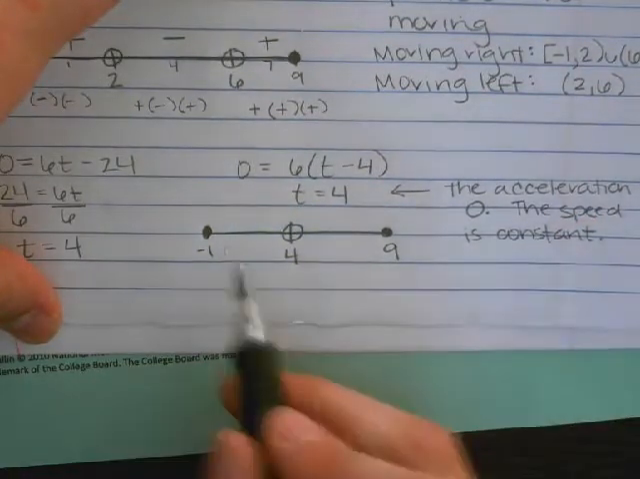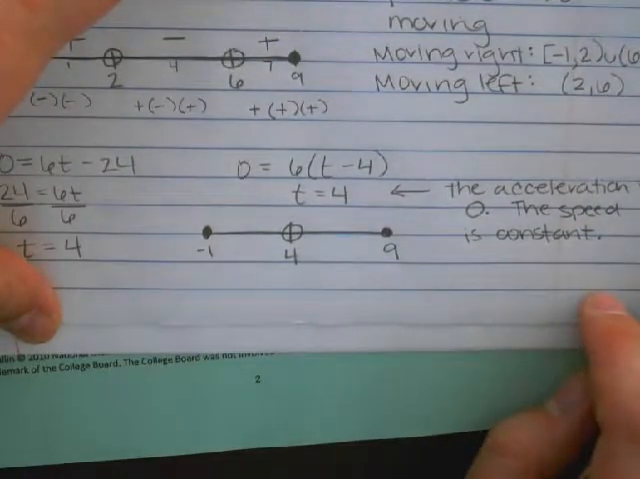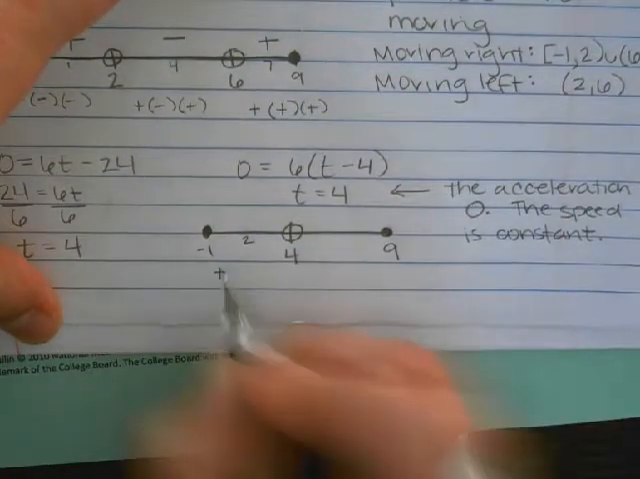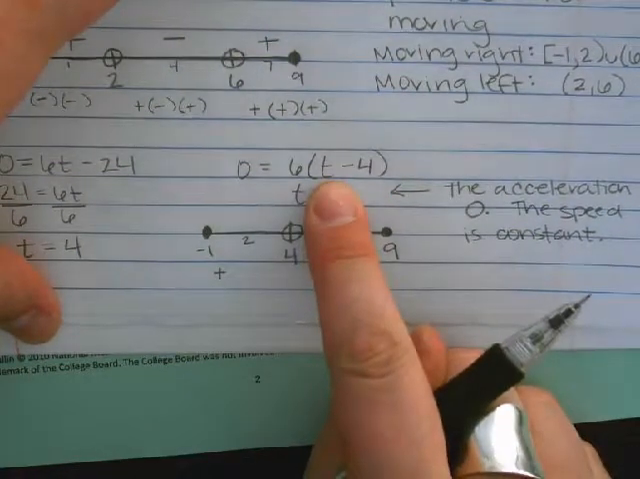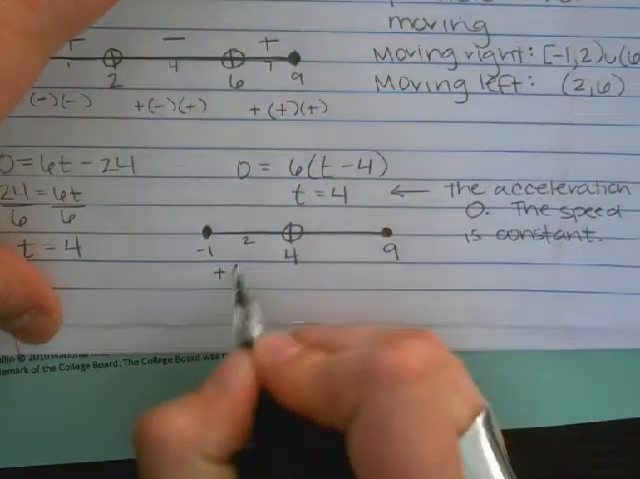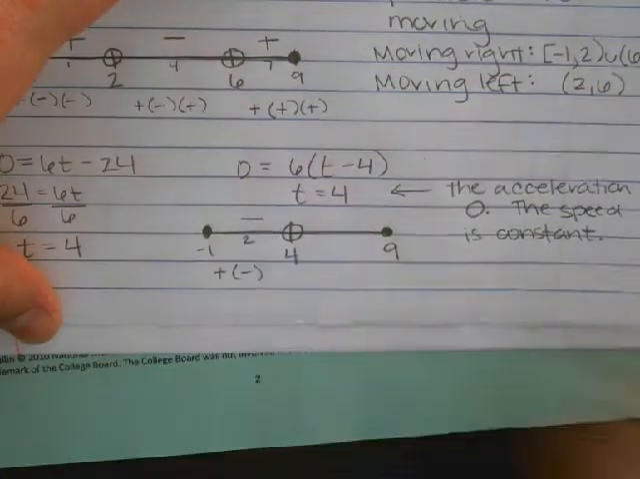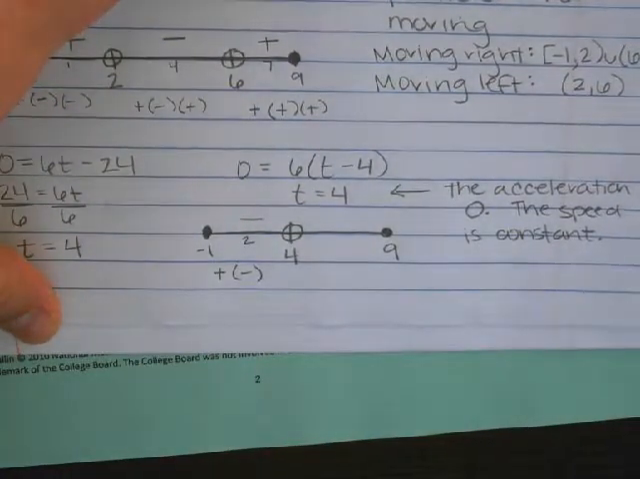All right, what's the number between -1 and 4? 2. So if we do 6, that's positive. 2 minus 4 is negative. So we've got a positive times a negative, which is negative. So what do we know about the particle from -1 to 4? Decelerating. Okay?